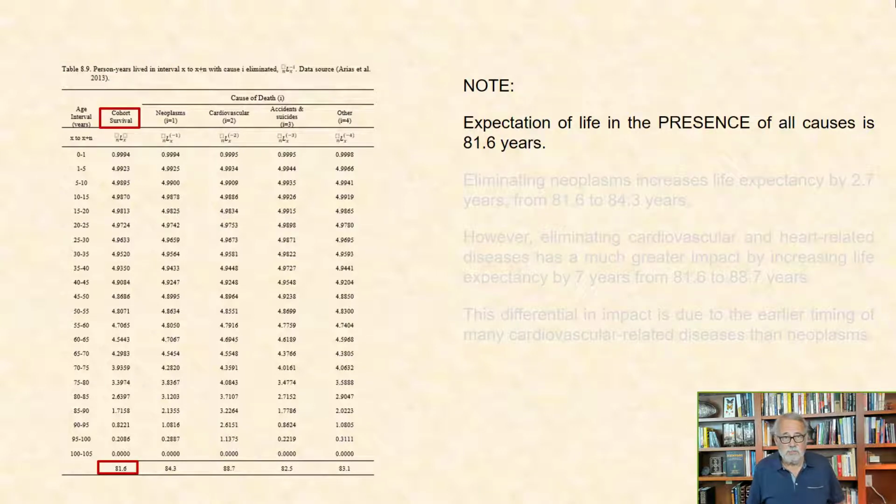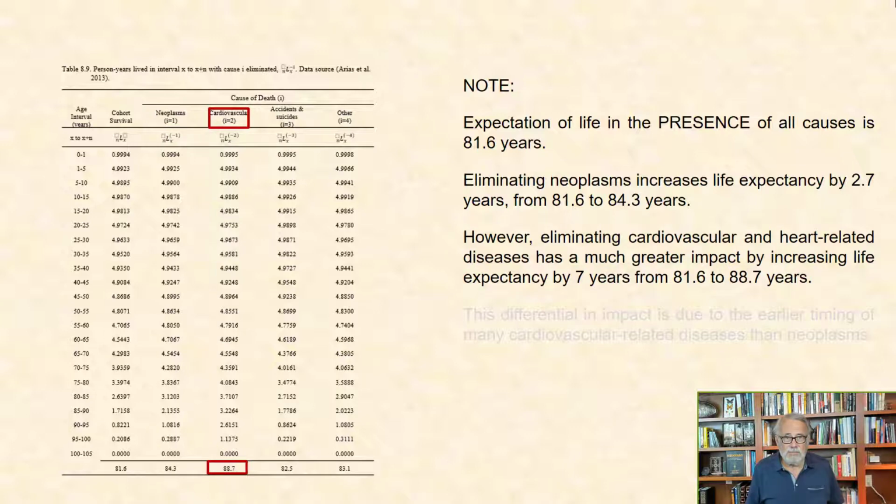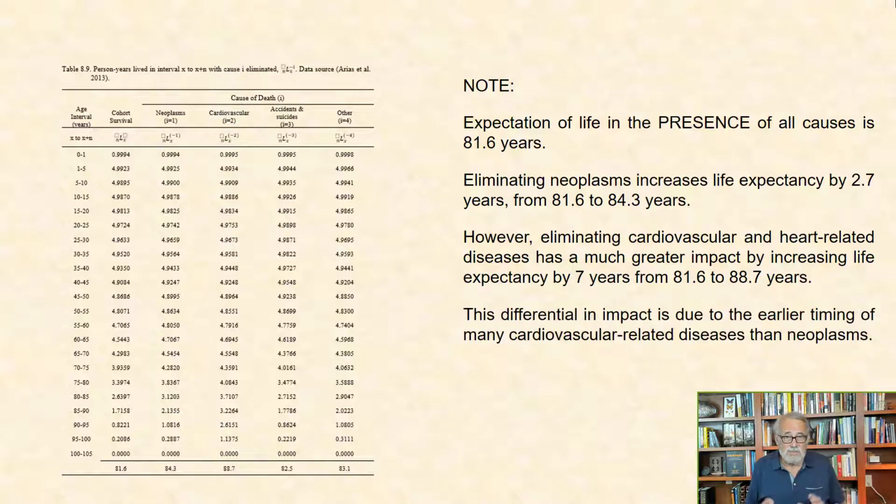Note the following. Expectation of life in the presence of all causes is 81.6 years. In other words, none of the causes eliminated. However, eliminating neoplasms increases life expectancy by 2.7 years, from 81.6 to 84.3 years. However, eliminating cardiovascular and heart-related diseases had a much greater impact, increasing life expectancy by 7 years, from 81.6 to 88.7 years. This differential in impact is due to the earlier timing of many cardiovascular-related diseases than occurs in neoplasms.